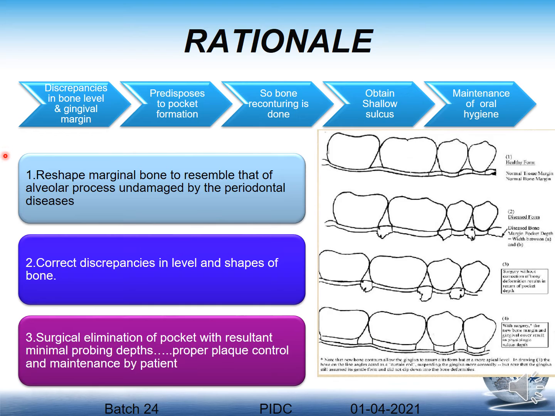In other words, the main rationale is to reshape the marginal bone to resemble that of the alveolar process undamaged by periodontal disease, to correct the discrepancies in the level and shapes of bone, and surgical elimination of pockets with resultant minimal probing depths, thereby resulting in proper pocket plaque control and maintenance by the patient.